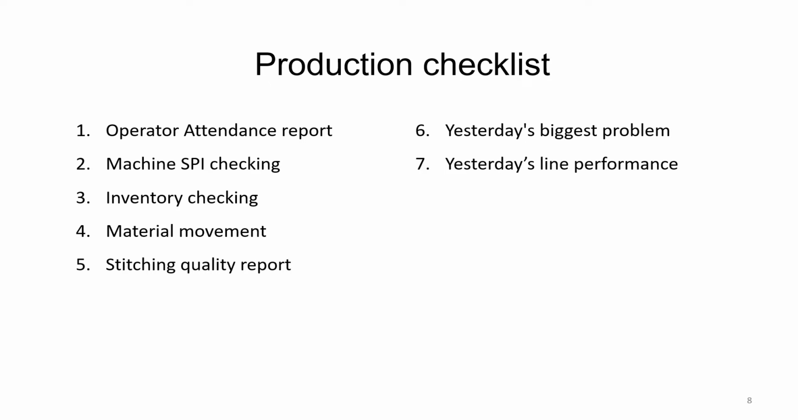What was yesterday's line performance? So let's say there are 10 lines, line 1, line 2, line 3, line 4, and likewise line 10. So what was yesterday's line performance? Now, how do we measure the line performance? The first thing is the line performance has to be recorded. So every supervisor has to write down what was the level of performance of his or her line.